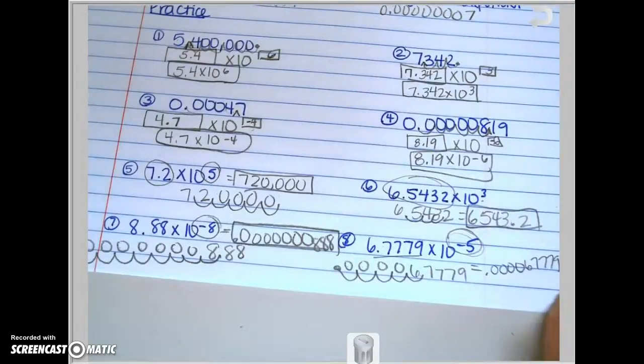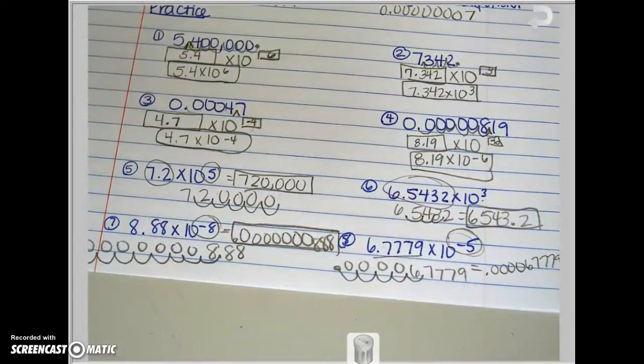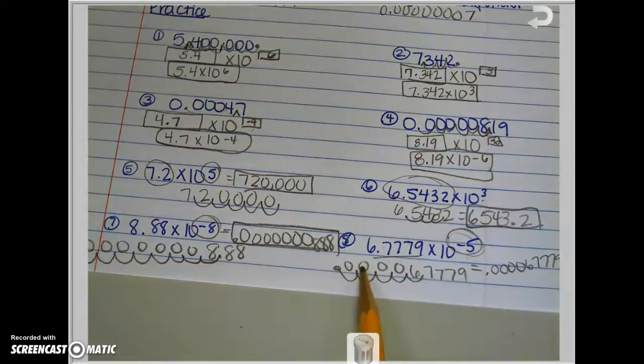It's also very important: some people think in scientific notation, if there's a 5, you just add 5 zeros. Don't do that, because then you'll always get it wrong, and they always put that as an answer choice on a test or a quiz. The exponent is how many decimal places you move, not the number of zeros.